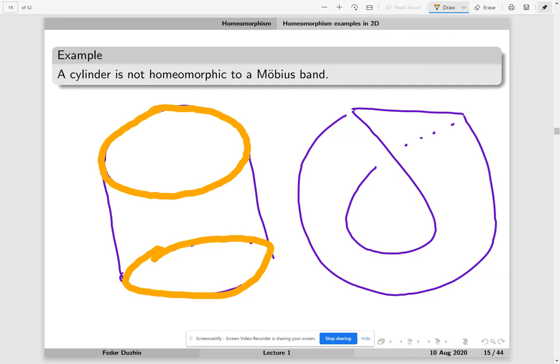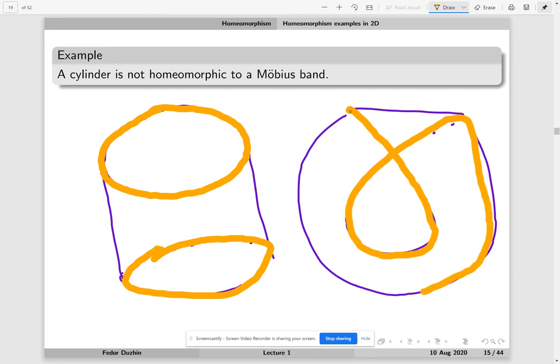But the boundary of the Möbius band, if you just trace it, only has one component, right? So one piece. So the boundary of a cylinder contains two disconnected pieces. The boundary of a Möbius band only contains one piece, which is why they're different.